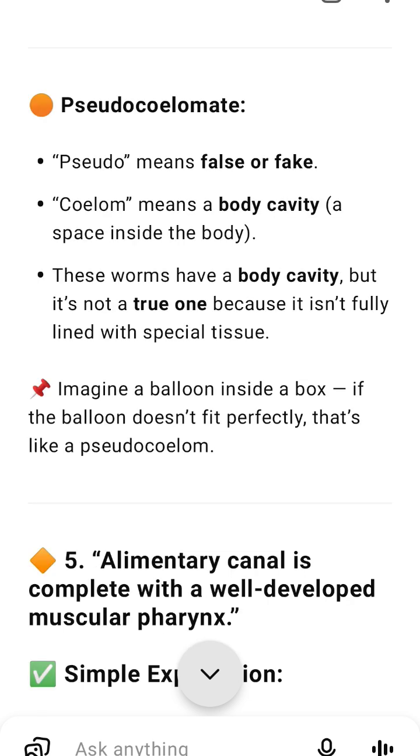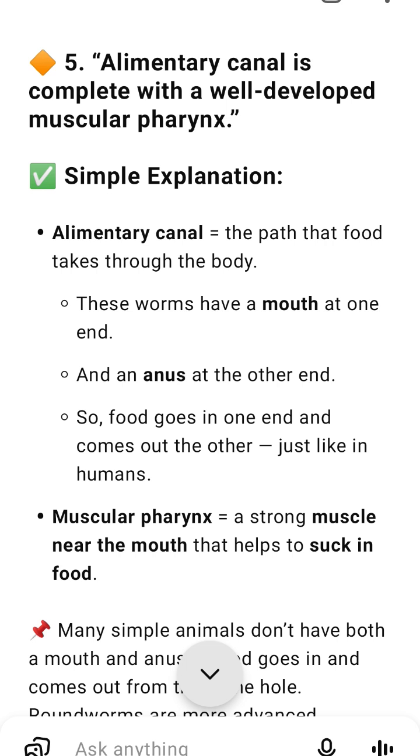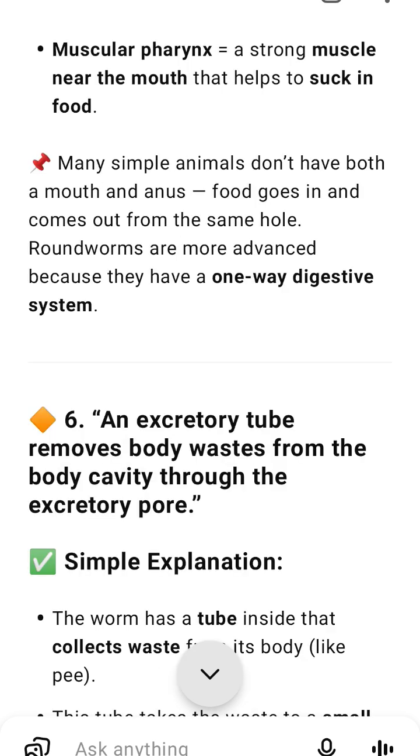How do they remove waste? Roundworms have an excretory tube inside their body. This tube collects waste from their body cavity. The waste leaves the body through a hole called the excretory pore.